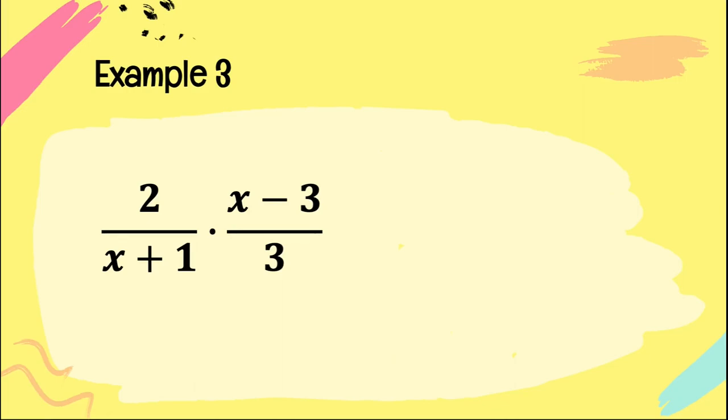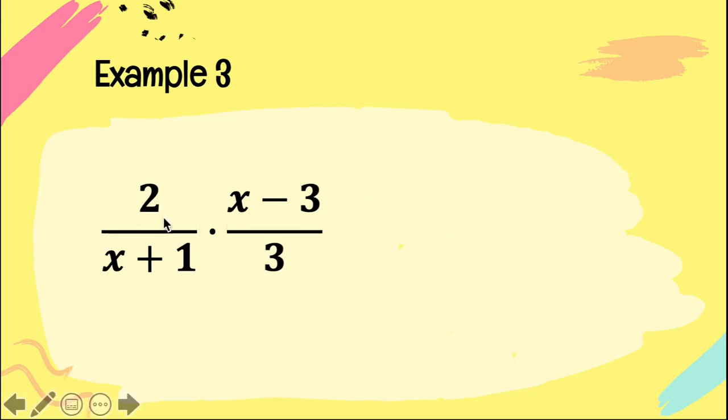Next, let us proceed to the third example. So we have here 2 over x plus 1 and x minus 3 over 3. So as we multiply these two expressions, as you can see, all of the terms here are non-factorable. And so therefore, we don't have also a common factor that can be cancelled out. So what we are going to do is to simply multiply numerator to numerator and denominator to denominator.